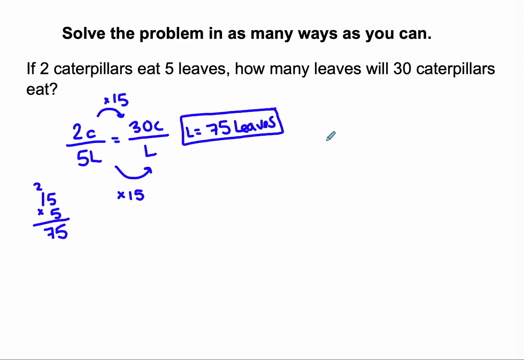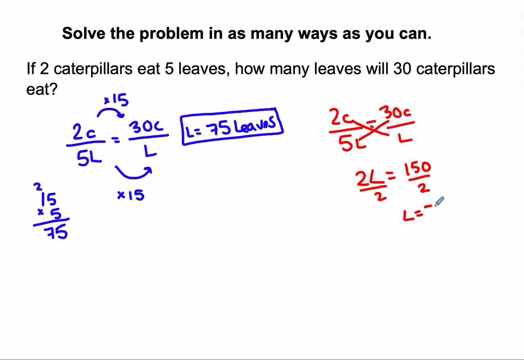Another way to do it, same proportion. 2 caterpillars, 5 leaves, 30 caterpillars. How many leaves? We could have done cross products. So 2 times x, or L, I guess I'll use L since I have L there. And then 30 times 5 is 150. And we divide by 2. And we get 75.